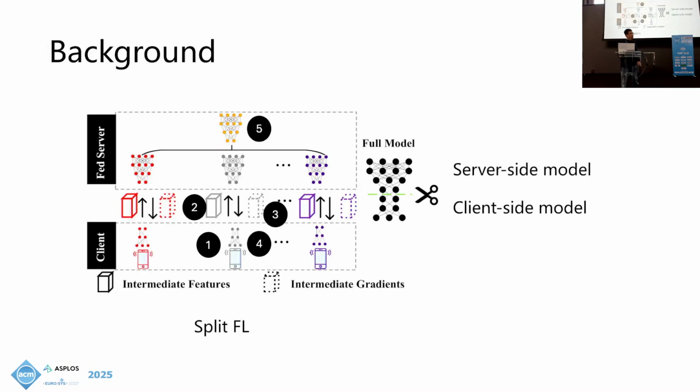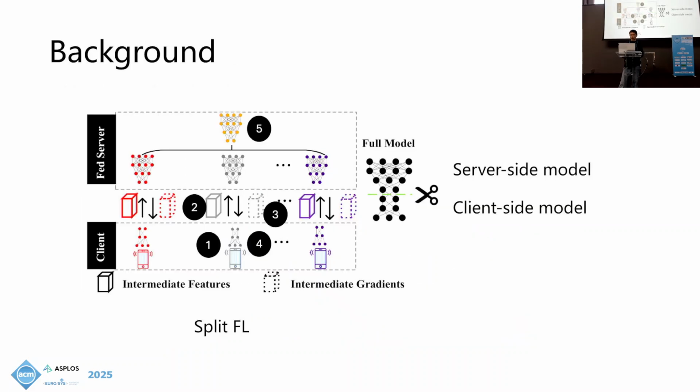To address the above challenges, some research proposed split FL. In split FL, a model is sliced into two partitions: a client-side model and a server-side model. The client-side model is deployed on the client, and the server-side model is deployed on the Fed server, and it often goes through 5 steps.